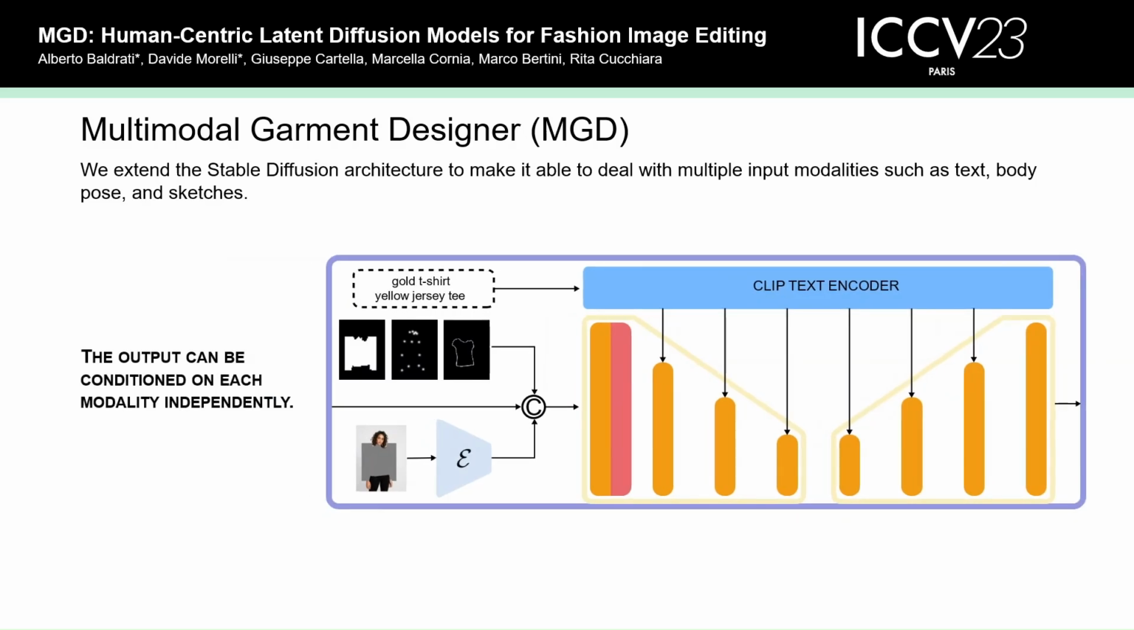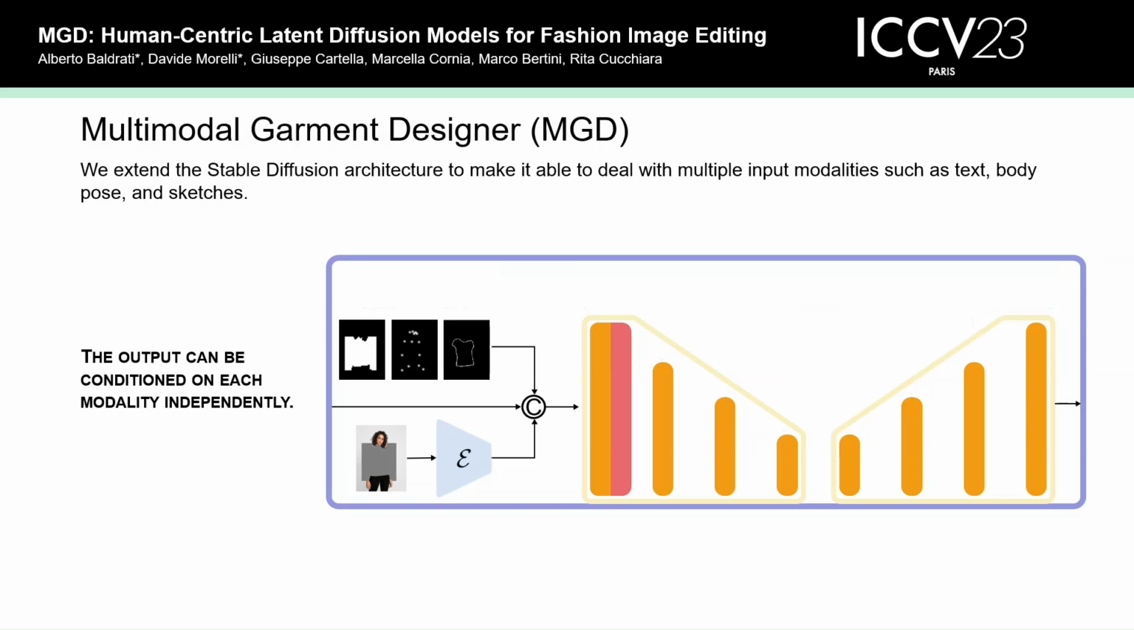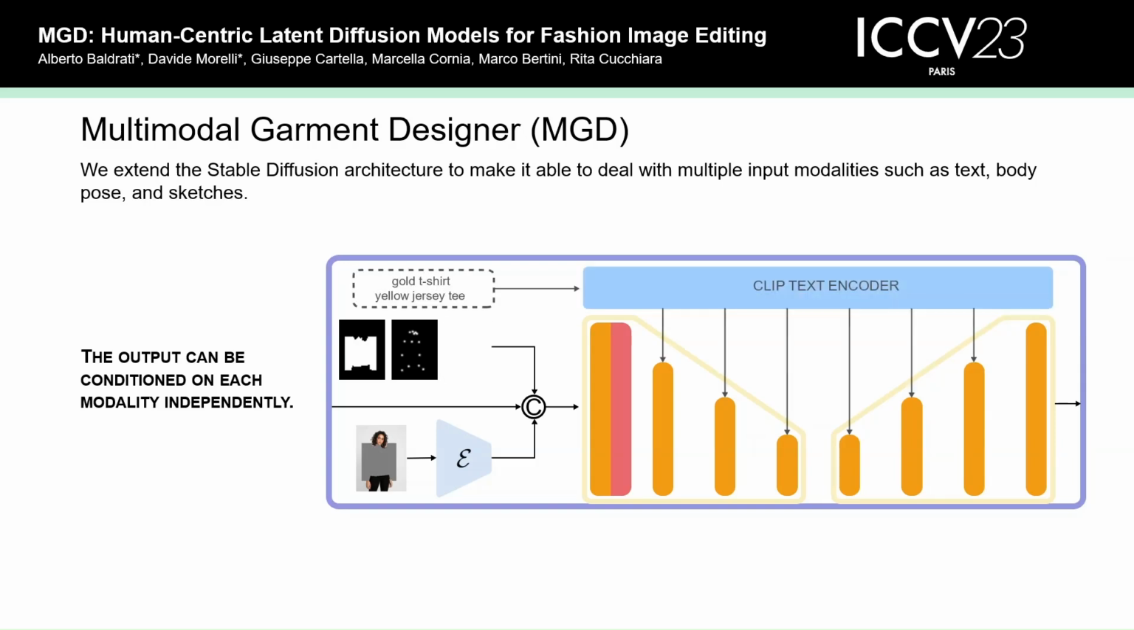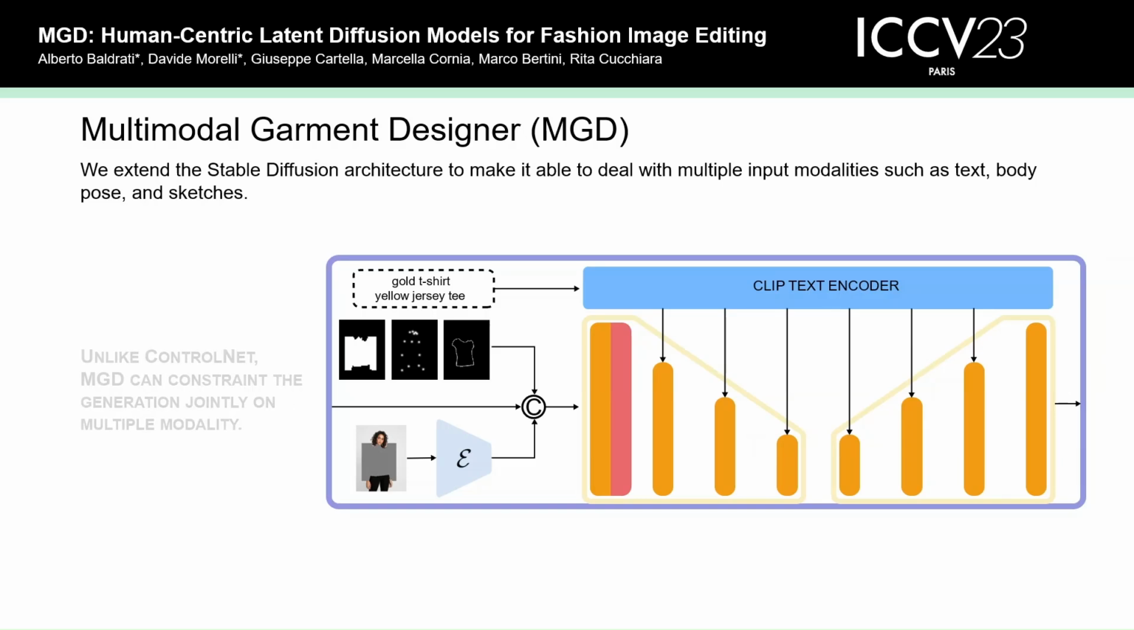As you can see, the output can be conditioned on each modality independently, and to do so, we employed a training method to allow input conditions to be used disjointly during the inference phase. So we can condition, for example, using only the pose map and the sketch, or we can condition the generation only on text, but we can also condition the generation on all the inputs jointly. And this is something that differs our method from the ControlNet method, for example.